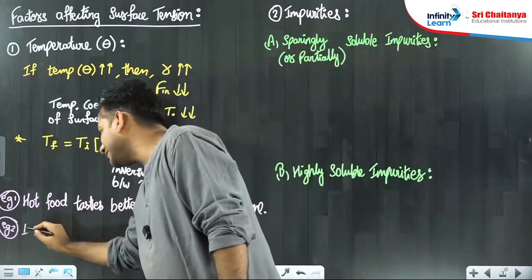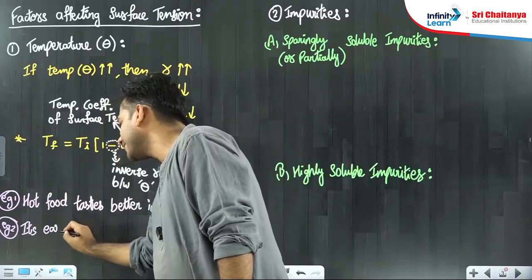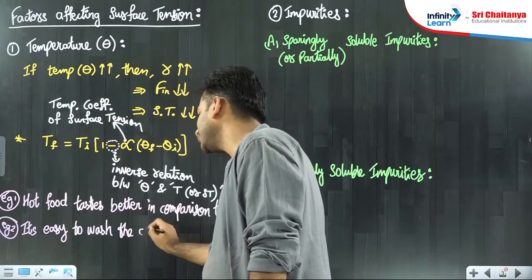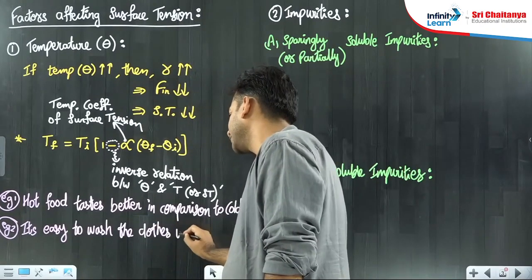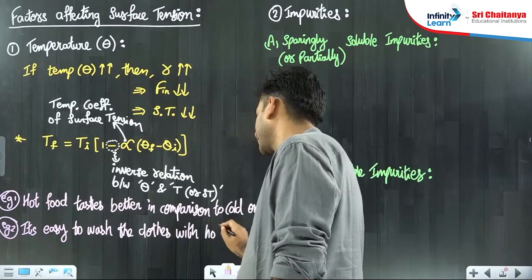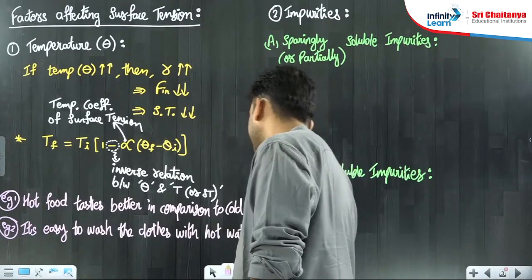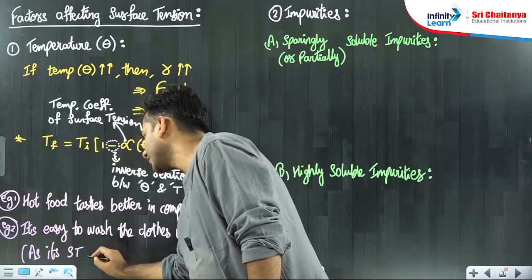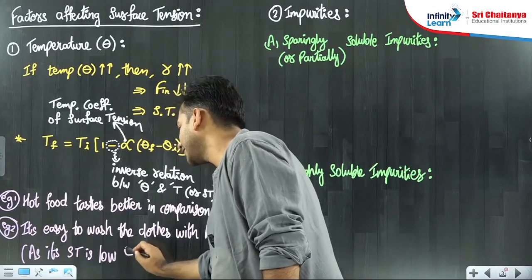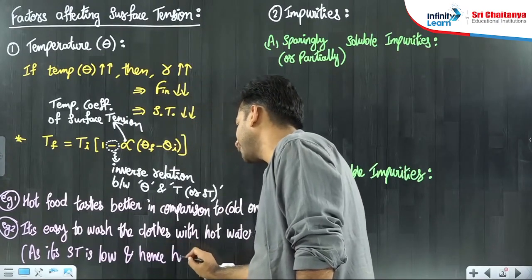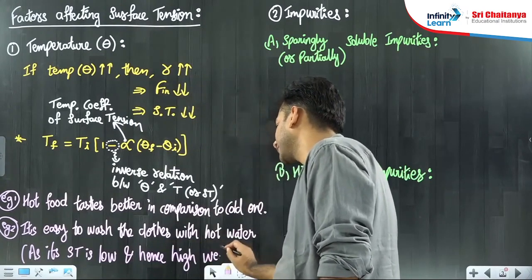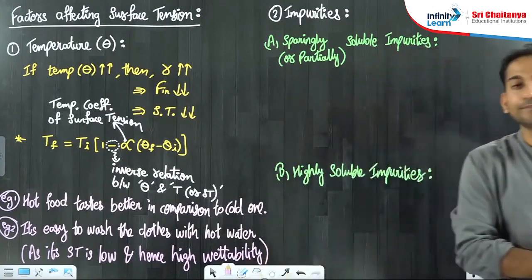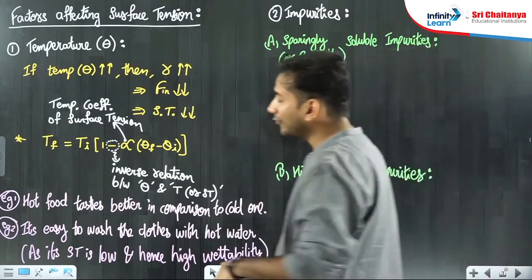So it's easy to wash the clothes with hot water, as its surface tension is low, and hence high wetting ability. Okay, I hope you understood the idea. Okay, if you haven't heard about this term wettability, now onwards you should understand.